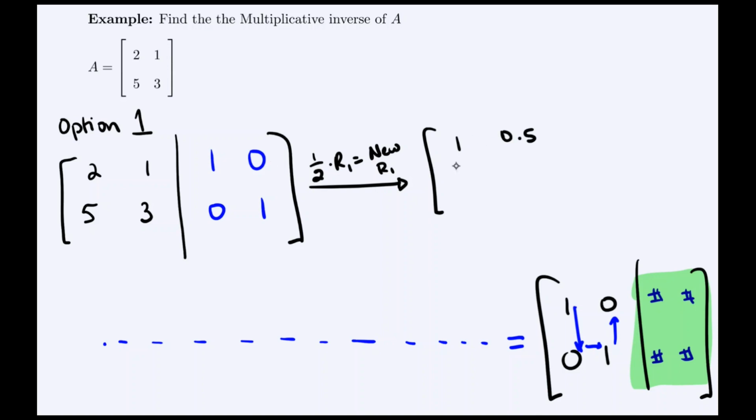Everything in the first row gets multiplied by 1/2, so I get a 1, a 0.5, a 0.5. 1/2 times 0 is still 0. Row 2 stays the same. Okay, we stay focused. We now have our first piece met. We've got this done.